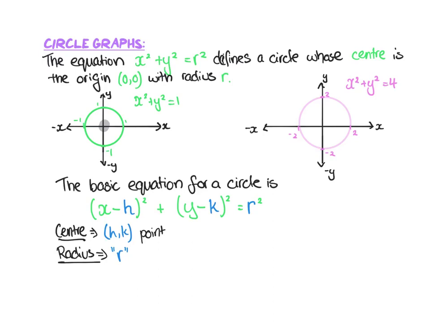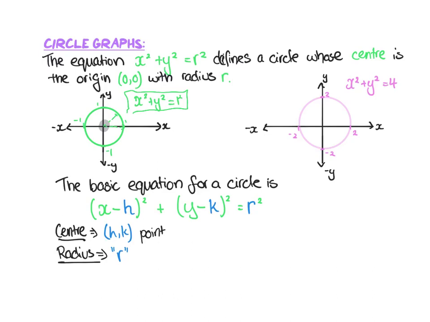And if we have, like in the green where we see here, x squared plus y squared equals 1. So we can write 1 as 1 squared. So we can see that the radius is 1. So anywhere going out from the center is 1. So out to there is 1, and so on.